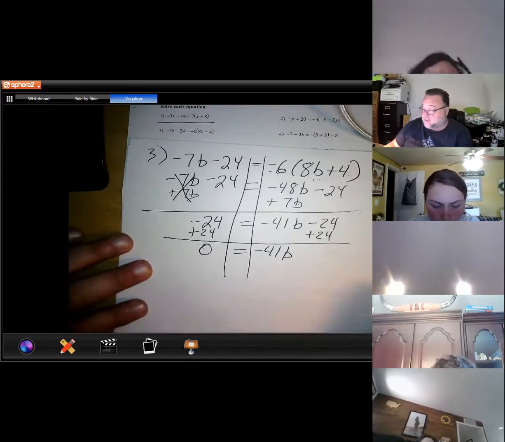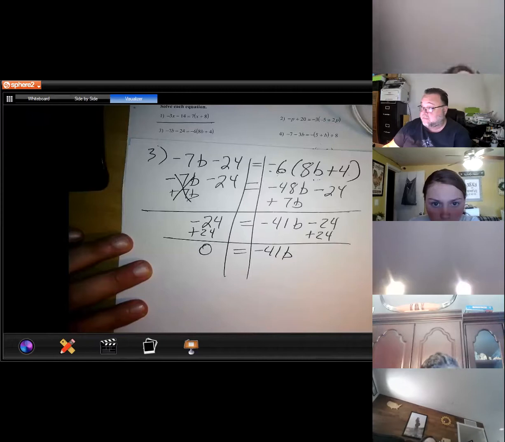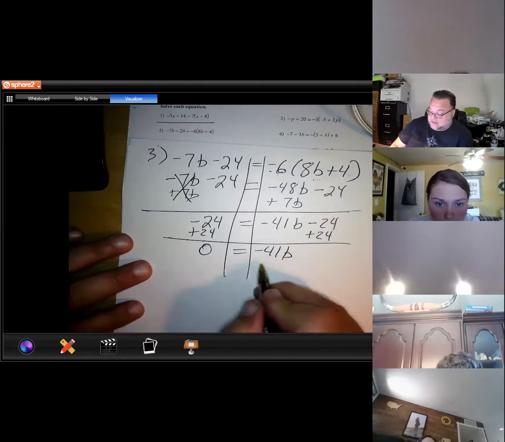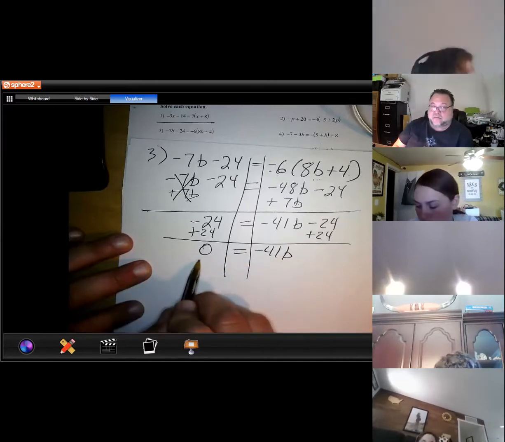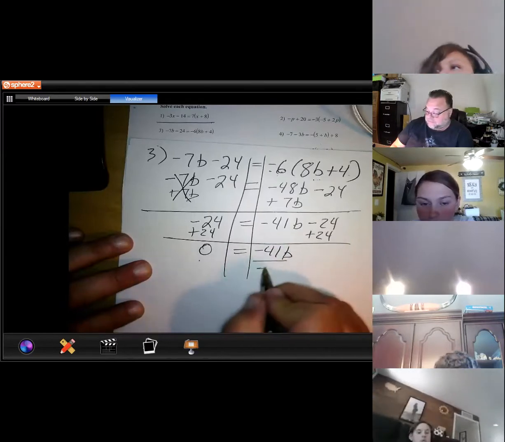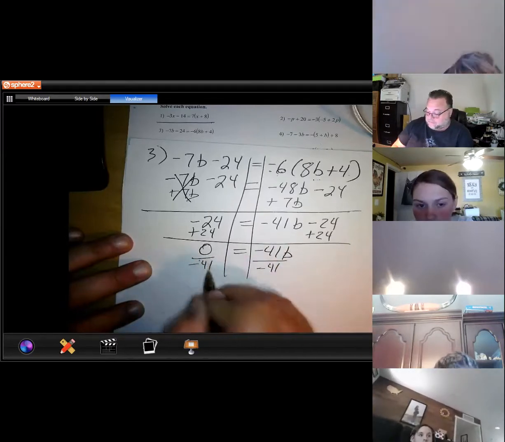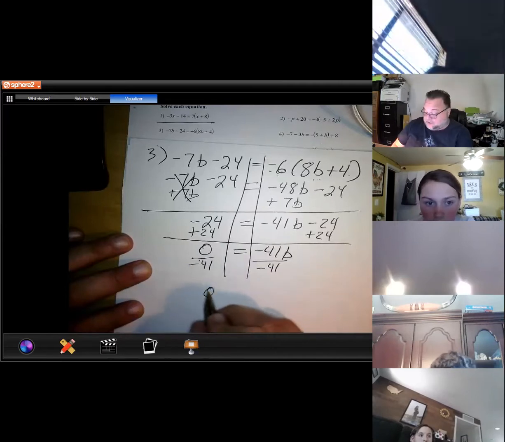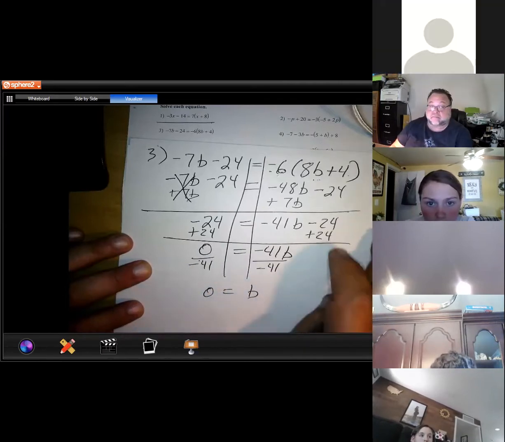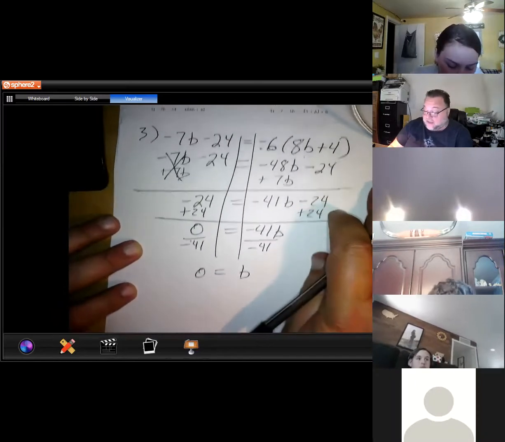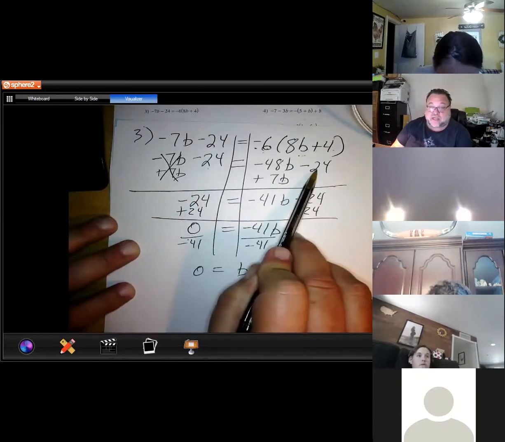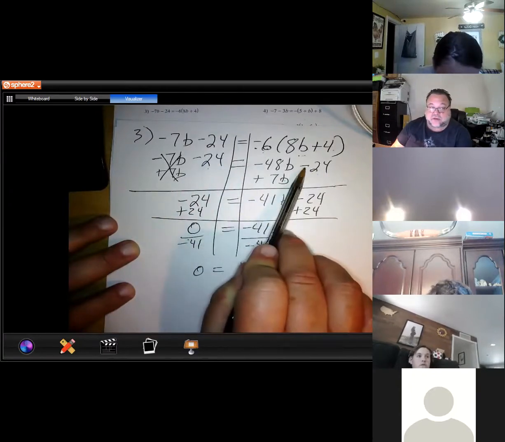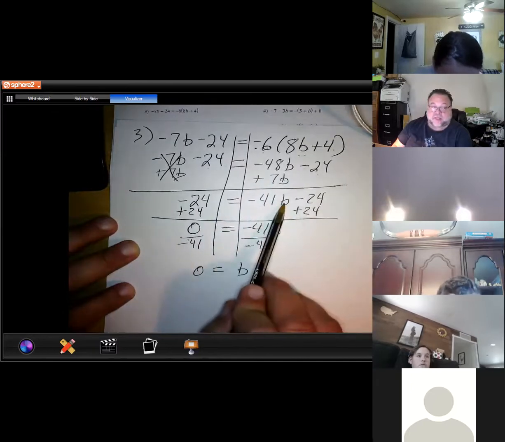I've got 0 equals -41b. Will it matter if I divide by -41 here? Will it change the value over here? Still going to be 0, right? So 0 equals B. And now I saw that coming from the beginning, because as soon as I saw that I had a negative 24 on both sides, I knew those two were going to eliminate each other, and that I'd end up with the answer being B equals 0.